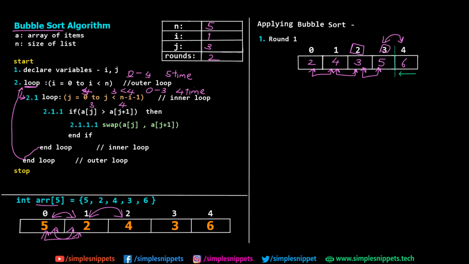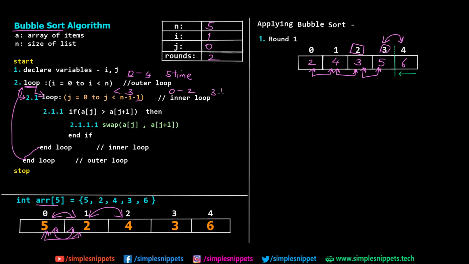Now in round 2, the only change that happens is this condition will change. So in round 2, again we will come inside this outer loop. We have one more inner loop, j will start from 0 only. The only change now will be j will go from 0 to n minus i minus 1. i has become 1. So 5 minus 1 is 4, and 4 minus this 1 is 3. So j has to be less than 3, which means j will only run from 0 to 2.